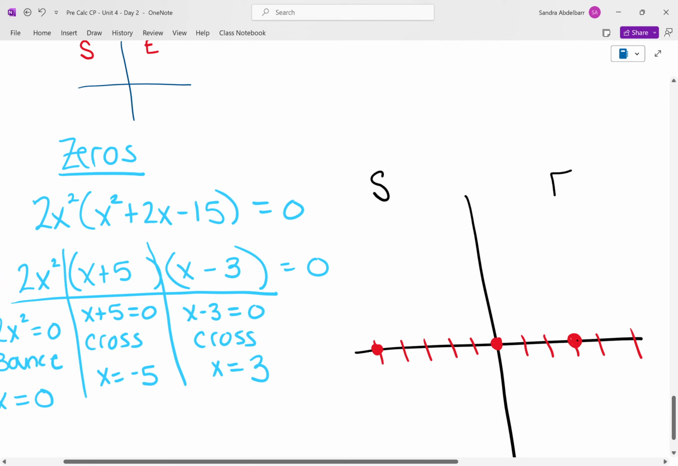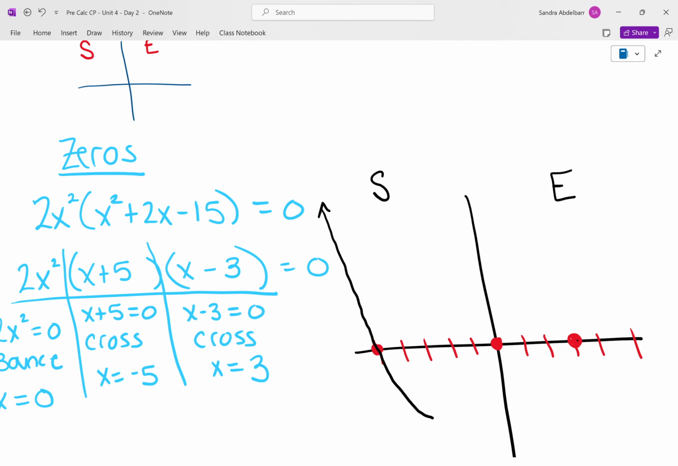Based on our end behavior, we are starting in quadrant 2, ending in quadrant 1. So now, if I'm starting in quadrant 2, that means I'm coming from up here going down, right? So if I'm starting from up here coming down to hit my 0, which 0 am I going to hit first? The -5. Now, is that a bounce or a cross? It's a cross. The -5 is a cross. So I cross the point.